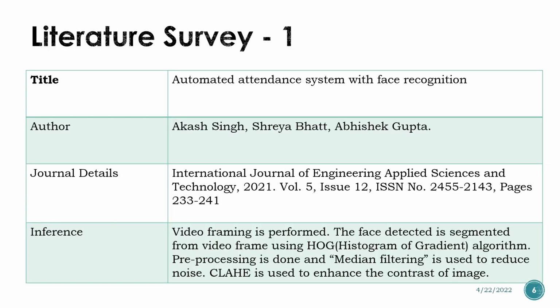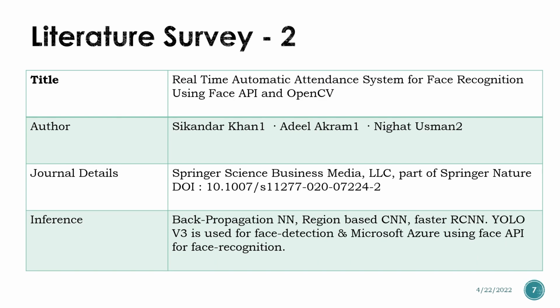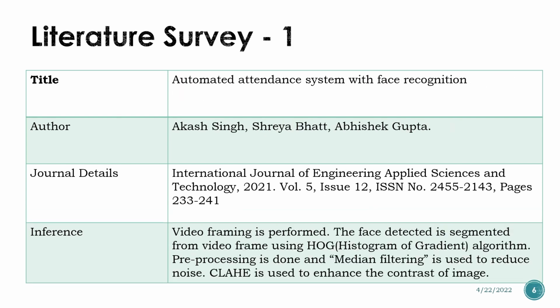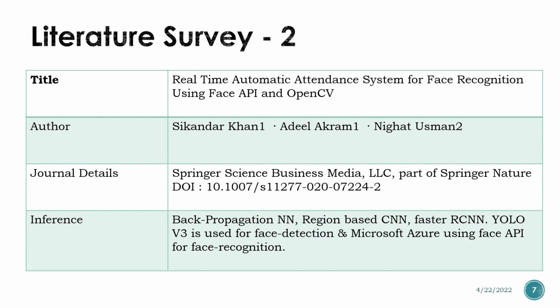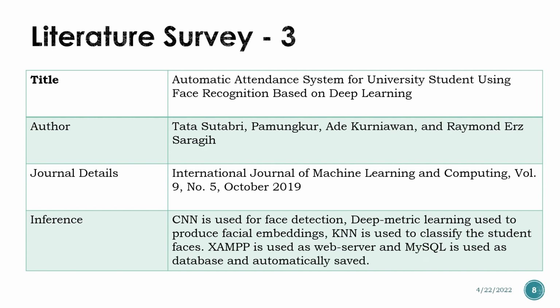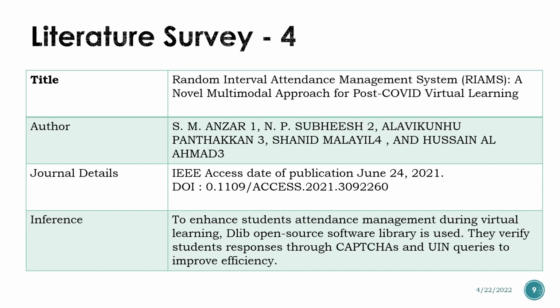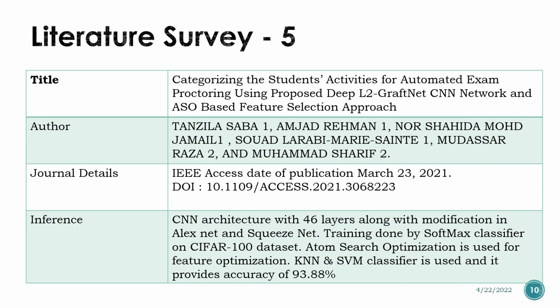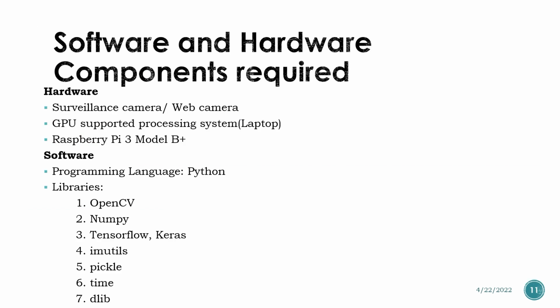And this is the literature survey we have referenced. First, the automated attendance system with face recognition. The second is a real-time automated attendance system for face recognition using Face API and OpenCV. The third is an automatic attendance system for university students using face recognition based on deep learning. The fourth is a random interval attendance management system, a novel multimodal approach for post-COVID virtual learning. And the final one is categorizing students' activities for automated exam proctoring using the proposed deep L2 GraphNet CNN network and ASO-based feature selection approach.